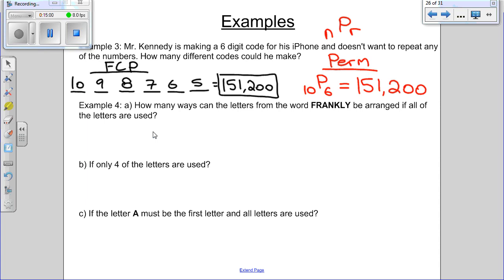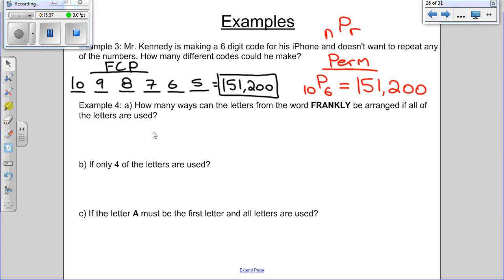Permutation works when order matters and I'm not repeating something. So if this question had let me repeat numbers, doing 10 arrange 6 wouldn't work, because that doesn't allow for repetitions. You'd have to use the fundamental counting principle, and it would be 10 times 10 times 10 times 10 times 10 times 10. So that's why you need to understand both. Permutations work when order matters and when you can't repeat things.